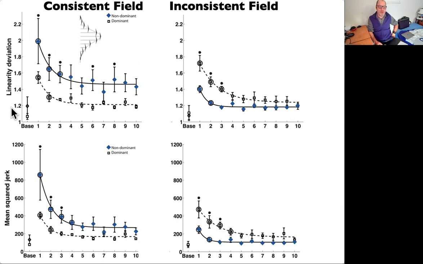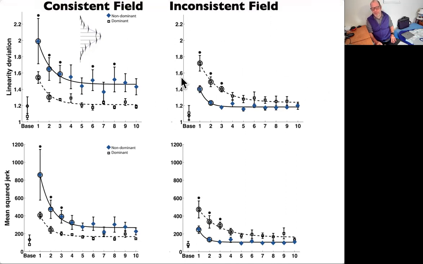Linearity deviation is on the y-axis here. Minimum squared jerk is another thing that's sometimes used to quantify the ability to compensate this field. People also use perpendicular error, which is a lot like linearity deviation here. So you can see that in the consistent field, the non-dominant arm does a lot worse than the dominant arm in terms of error. These are chunks of trials that are probably about 16 in each one. I don't really remember right now. Here's baseline performance. Up is error and low is accurate.